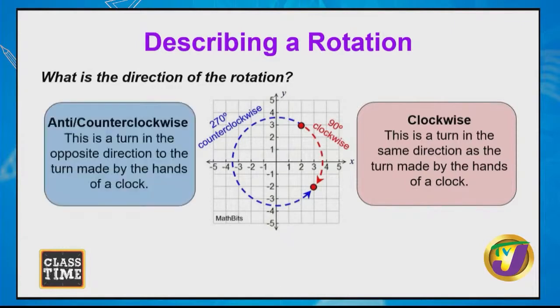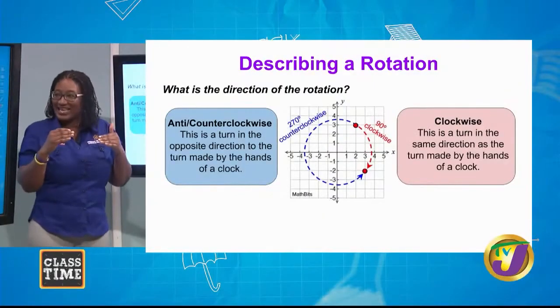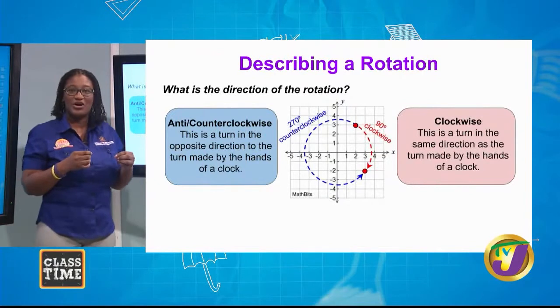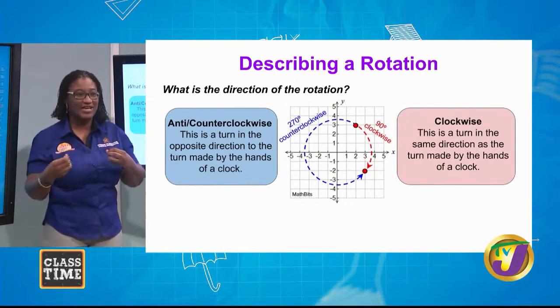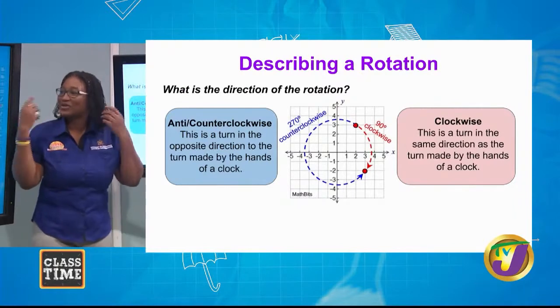So when we talk about anti-clockwise or counterclockwise, this is a turn in the opposite direction to the turn made by the hands of the clock. Hold on, stick a pin, because it's maths we're teaching, but I have to drop in some English. When we talk about anti, we're talking about against or the opposite of. I hope the English teachers don't kill me, but that's what I remember.